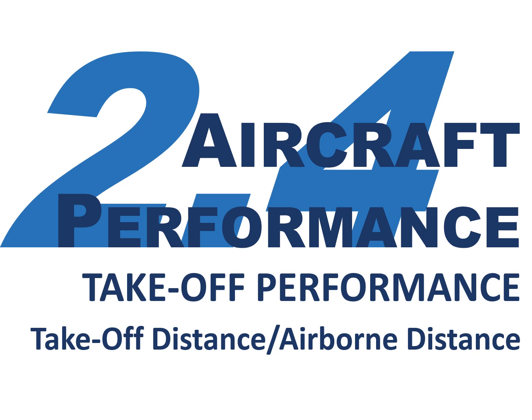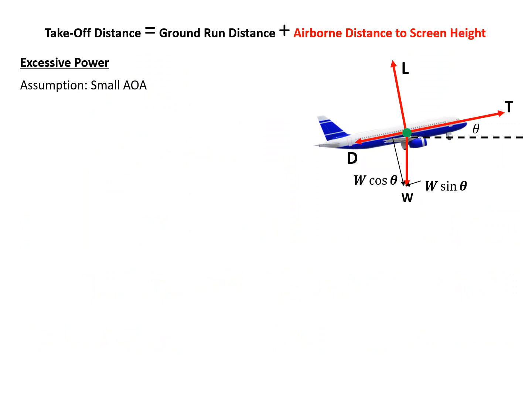This is the fourth lecture of the takeoff performance. In this lecture, we will learn how to estimate the airborne distance, which is part of the takeoff distance, that is from the liftoff point when the aircraft lifts off until the screen height is reached. So we can see the takeoff distance is comprised of the ground run distance plus the airborne distance to screen height. And in this mini lecture, we will learn how to estimate the airborne distance to screen height.